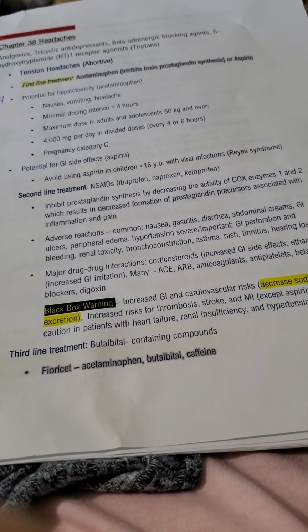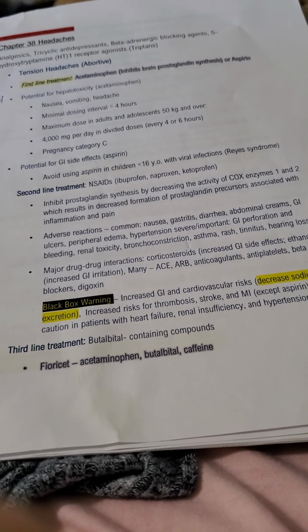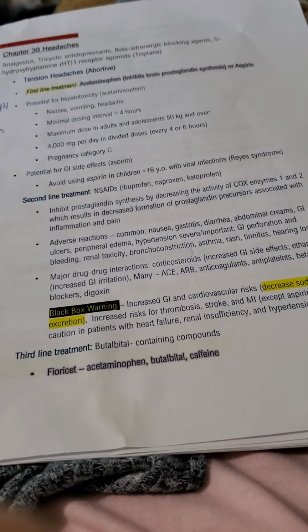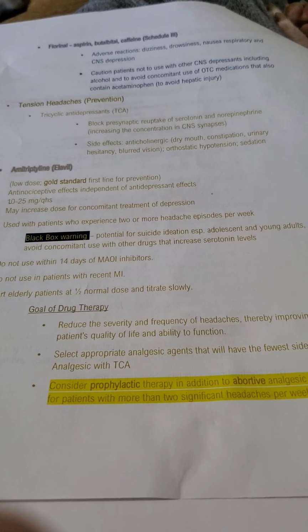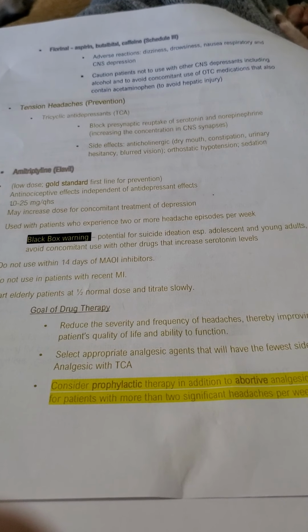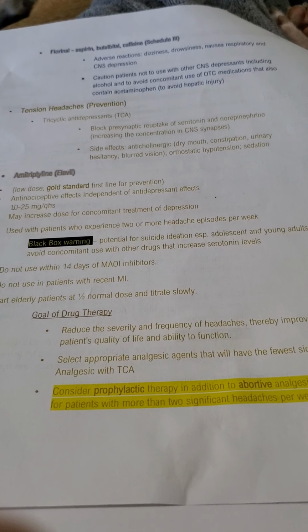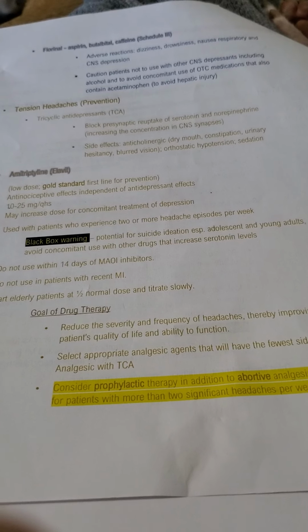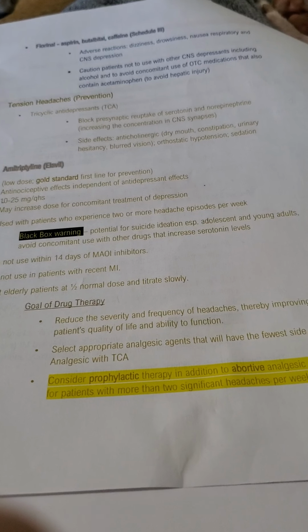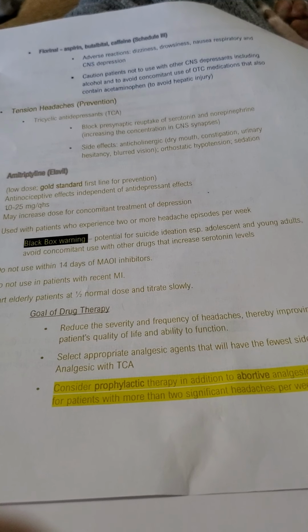Third line treatment is butalbital containing compounds. First one would be Fioricet, which is acetaminophen, butalbital, and caffeine. Second is Fiorinal, which is aspirin, butalbital, and caffeine. This is a Schedule 3 drug. The only difference between the Schedule 3 Fiorinal and the not Schedule 3 Fioricet is Fioricet has acetaminophen and Fiorinal has aspirin.